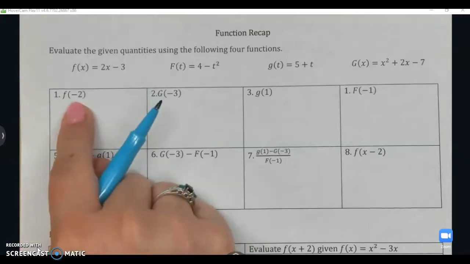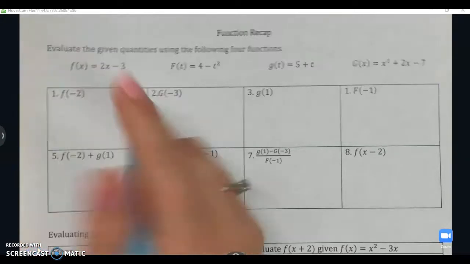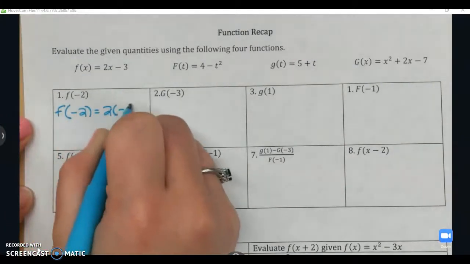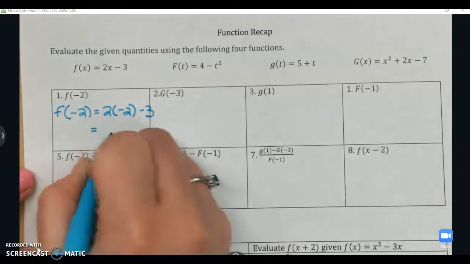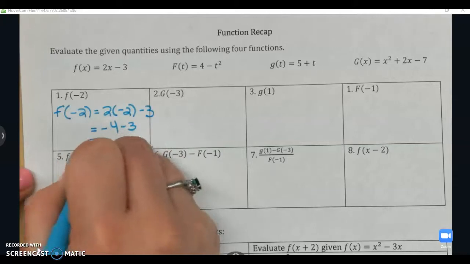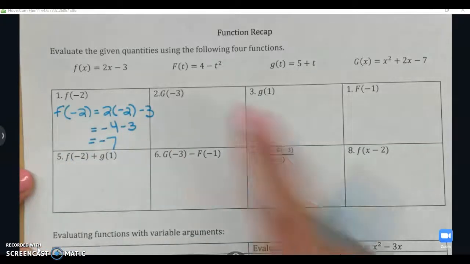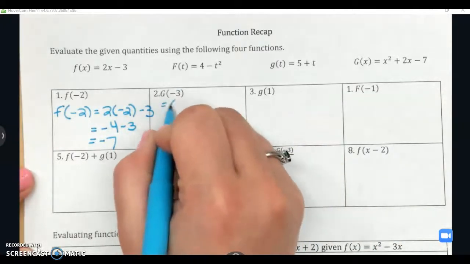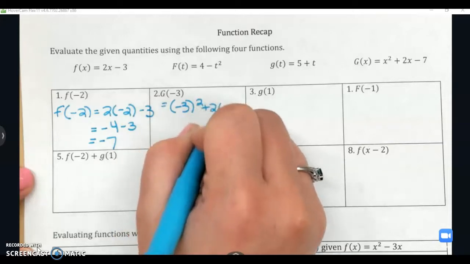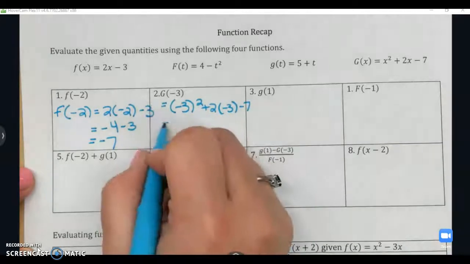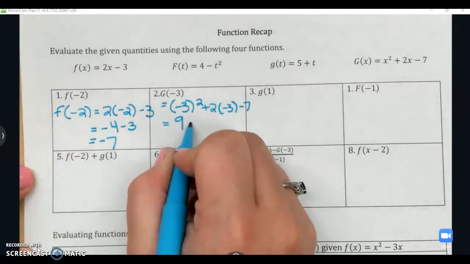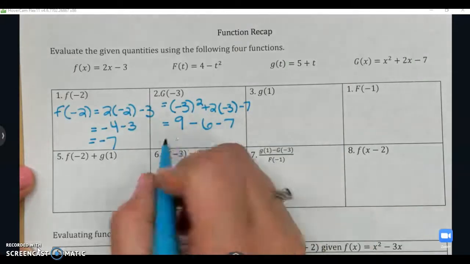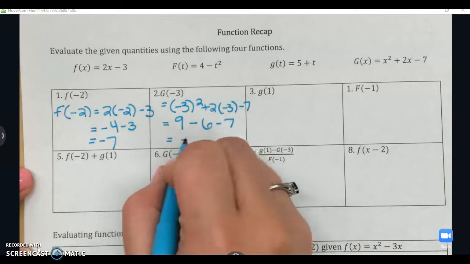Starting with 1, I have little f of -2, which means I'm going to input -2 into my little f function everywhere that I have an x, which is just in one place for this one. 2 times -2 gives me -4, minus 3 leaves me with -7, and we're done with that one. Then on 2 we have big G of -3, and in this one I've got 2 places I have to input that -3. -3 squared is +9, 2 times -3 is -6, and then I still have that -7. So 9 minus 6 minus 7, that is going to leave me with -4.